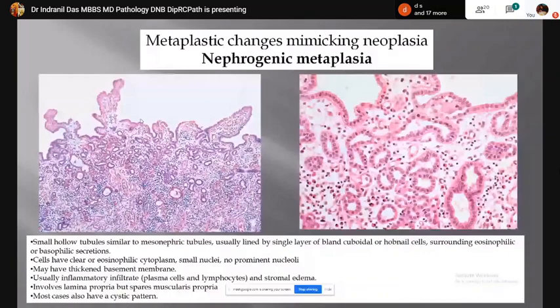Now, some metaplastic changes may mimic neoplasia. The first one is nephrogenic metaplasia. In nephrogenic metaplasia, small hollow tubules similar to the mesonephric tubules are seen. Cells have clear or eosinophilic cytoplasm. Prominent nucleoli are absent. The basement membrane is thickened. Inflammatory cell infiltration is seen in between the tubules. The lesion extends up to the lamina propria, but the muscularis propria does not show the presence of any tubules. Most cases show a cystic pattern of growth.